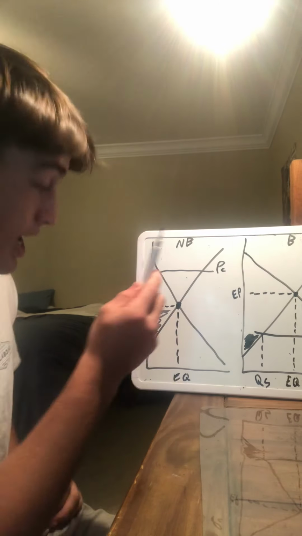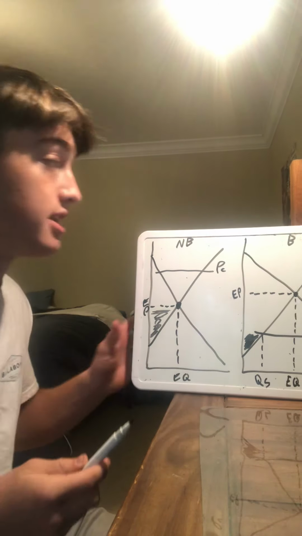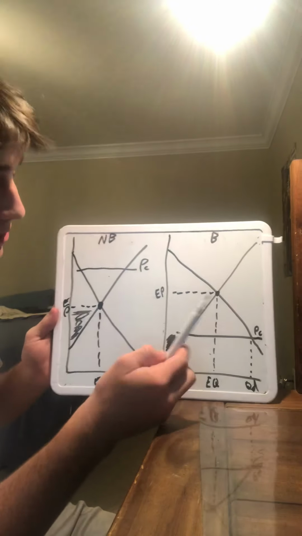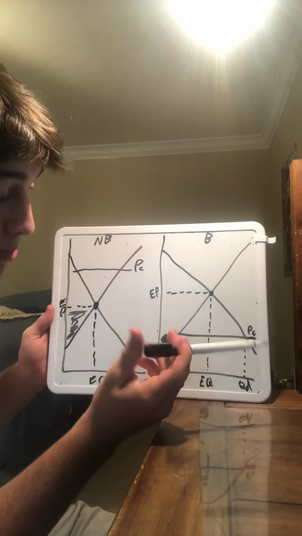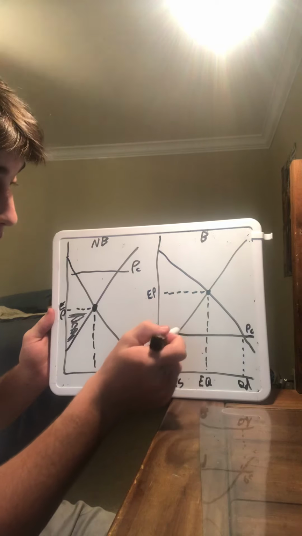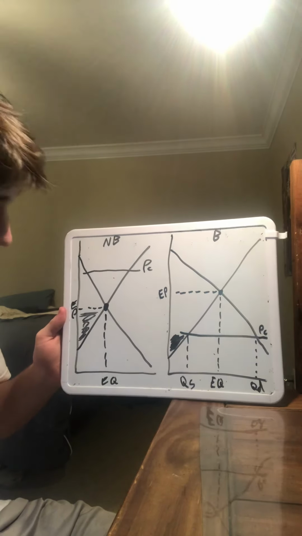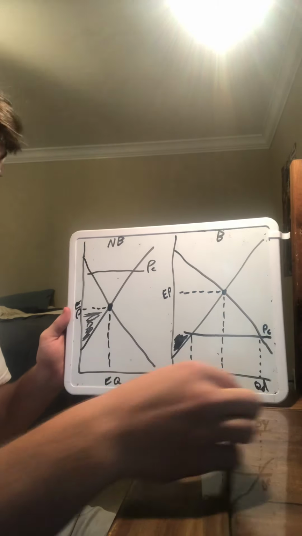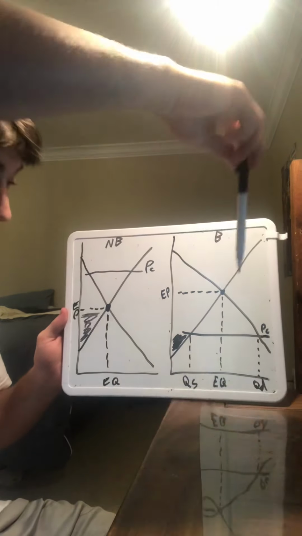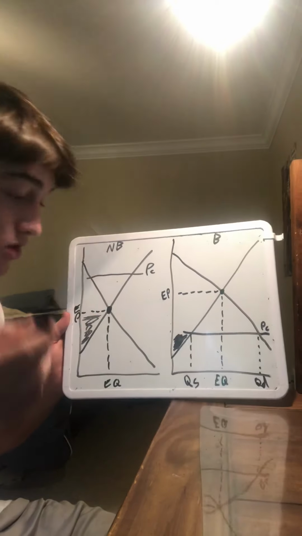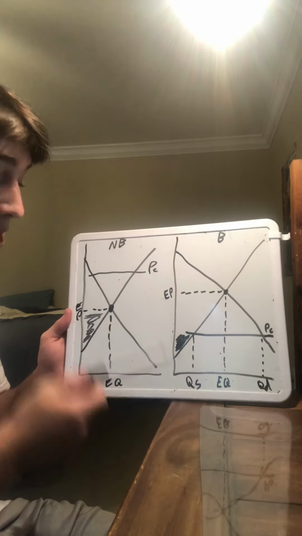So what happens when you have a binding price ceiling? When you have a binding price ceiling, it is below the equilibrium line. The price ceiling is below the equilibrium line, as you can see. So what this means is the quantity demanded is greater than the quantity supplied by a lot.